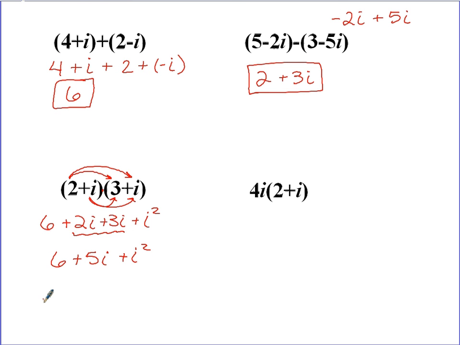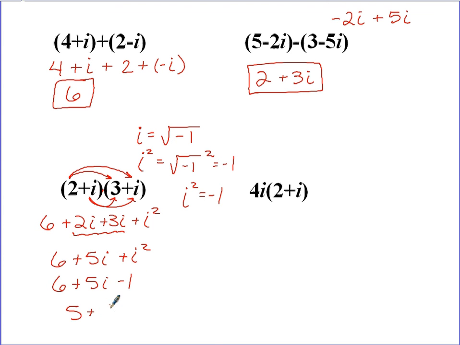Now i squared is kind of special. I know that i is equal to the square root of -1, and so if I square that, I would have to square both sides, and when I square a square root, it gets rid of the square root, and I'm left with what's on the inside, and in this case -1. So i squared is actually equal to -1. So when I see i squared here, I can actually replace it with -1, and it would look like this, 6 minus 1 or plus -1, either way. Now I can combine 6 minus 1 and get 5 plus 5i. And so that's the complex number that is the solution to that problem.